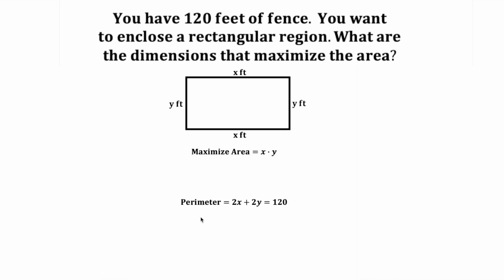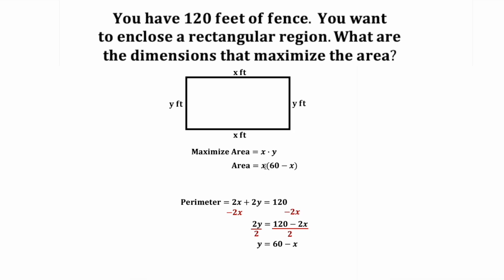So let's play with this perimeter a little bit. Let's subtract 2x from both sides. We get 2y equals 120 minus 2x. Then after we divide everything by 2, we get y equals 120 divided by 2 is 60, and negative 2x divided by 2 is negative x. So we know that y is equal to 60 minus x. Well, this is interesting because if we take our area, we can set it equal to x times, and instead of y, we could say 60 minus x.